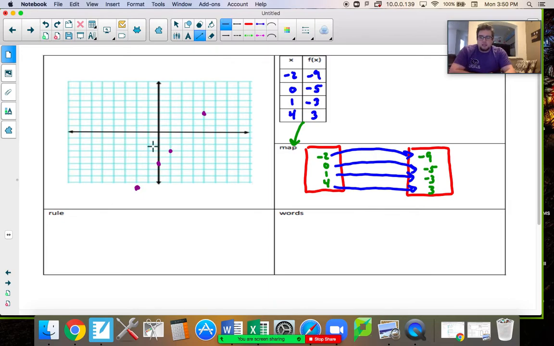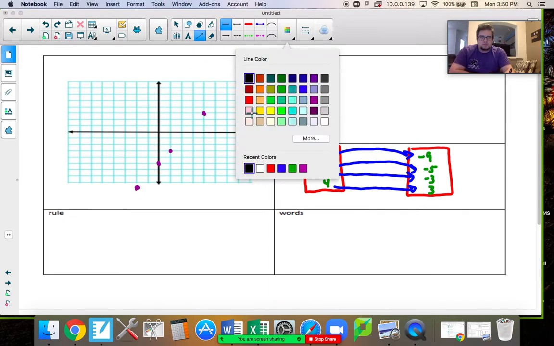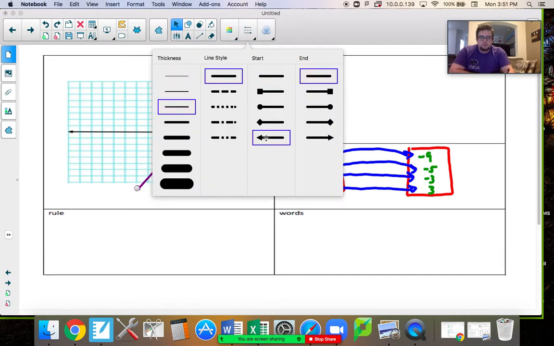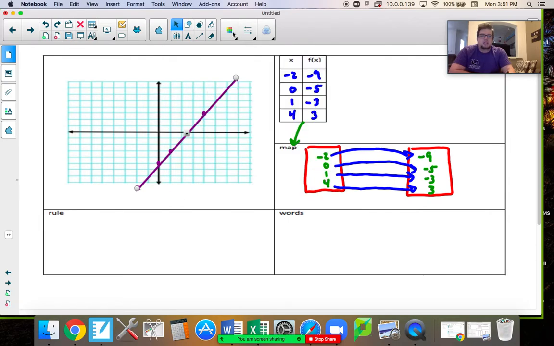We can connect our dots with a nice straight line, so I'm going to do so. And there's our graph. Now this graph is every possible input and output pairing that this rule could have. The dots are the specific examples, but literally I could drop a dot anywhere on this line and I'd have another input and output pairing. Doesn't matter where it is as long as it's on the line.